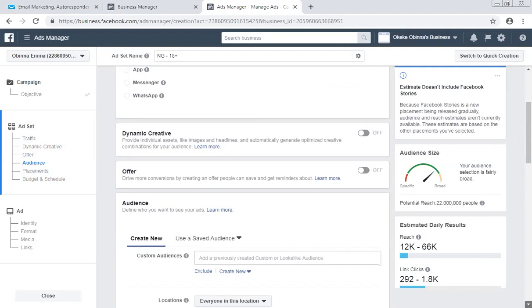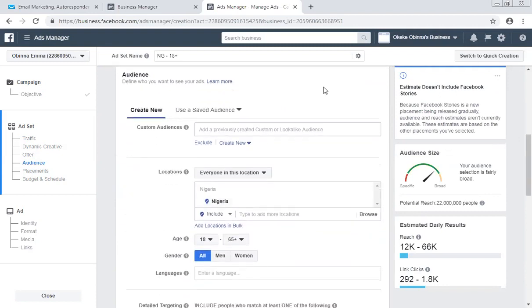Another place you need to pay attention to is the audience, because this is where the targeting happens. All right, this is where you do your targeting. Because I don't have a saved audience in this niche, I have to create a new audience. So I leave the custom audience. You can only use custom audience if you're already running an advert. Probably you have people who have signed up to your email list, or you've used your pixel to track them. With the data you have, you can now create a custom audience. But that's by the way.